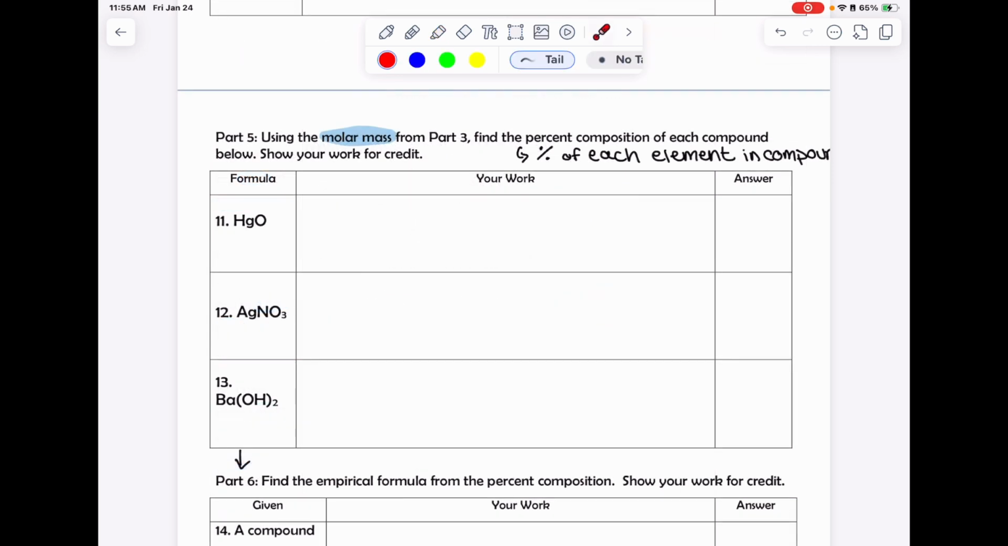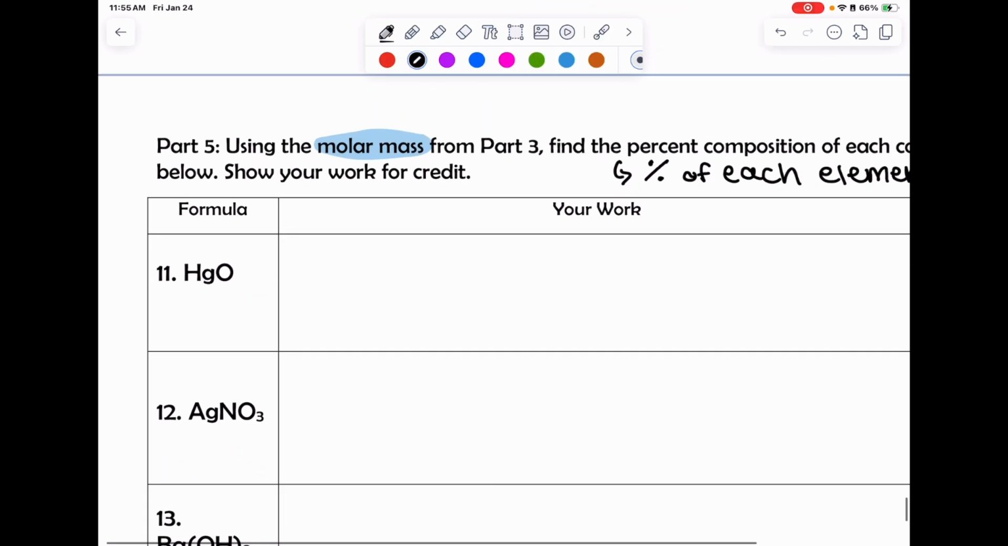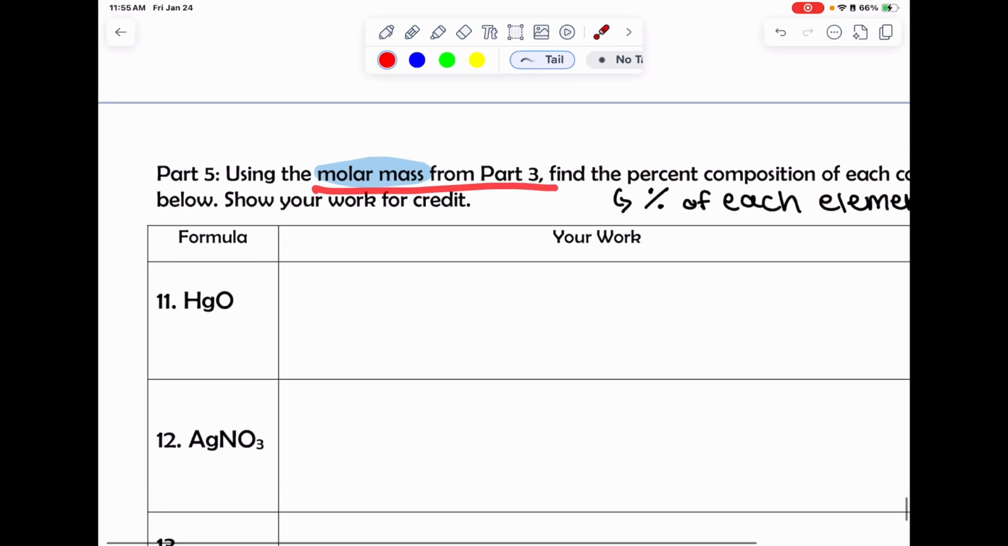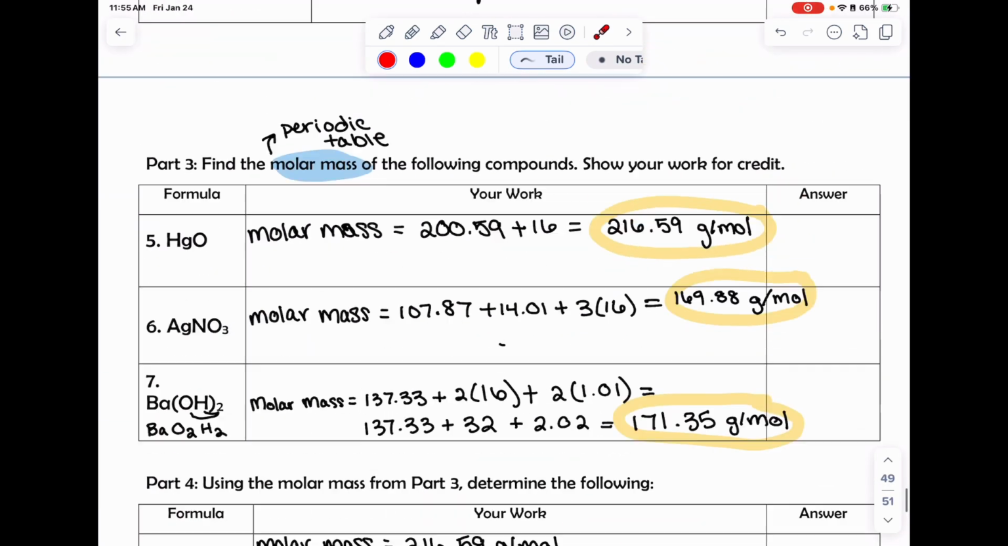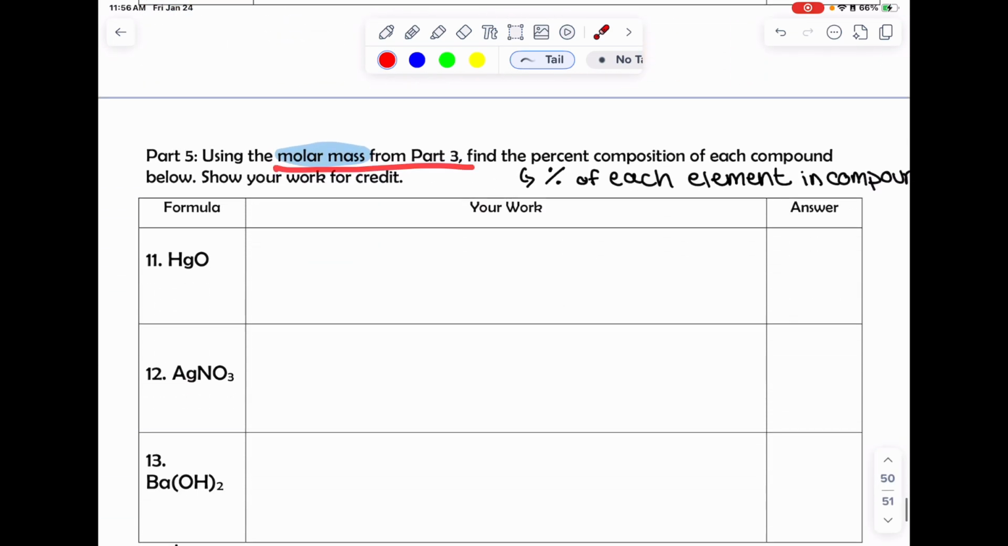Okay, so now we are on part 5. Part 5, we have to find, using the molar mass, the percent composition. So basically, that is what percentage does each element make up in this compound. If you look at number 11, you have 2 elements here, Hg and O. And we can use our molar mass from part 3. So if I go up for part 3, HgO had a molar mass of 216.59.